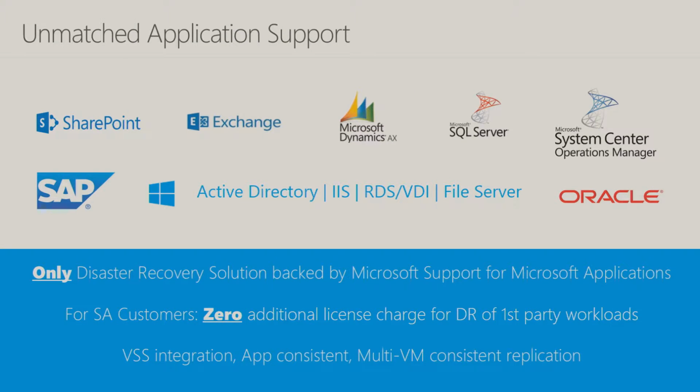So by default, ASR replication is application agnostic. The benefit of an application agnostic replication channel is any application you can protect with ASR. That's the way a lot of DR vendors in the market are. They also have an app agnostic replication channel, and you can use them.